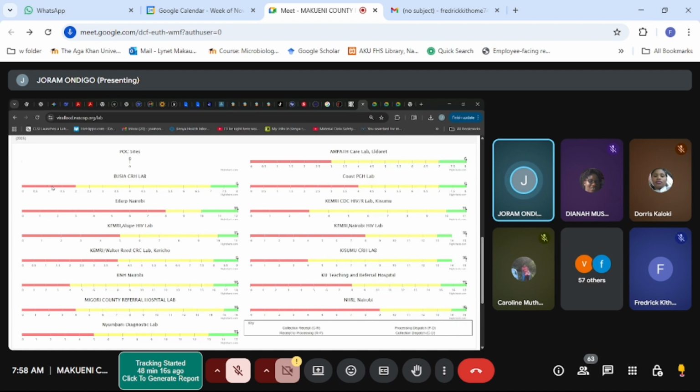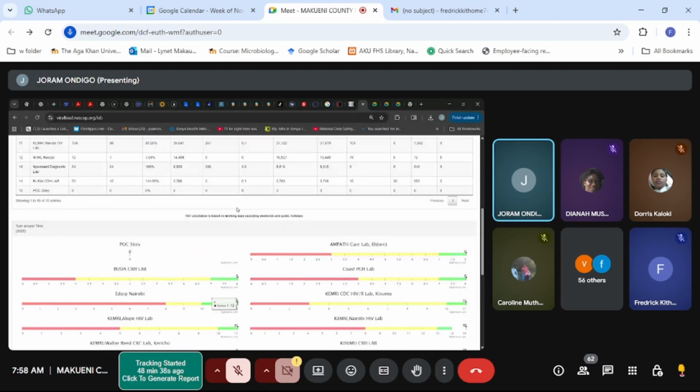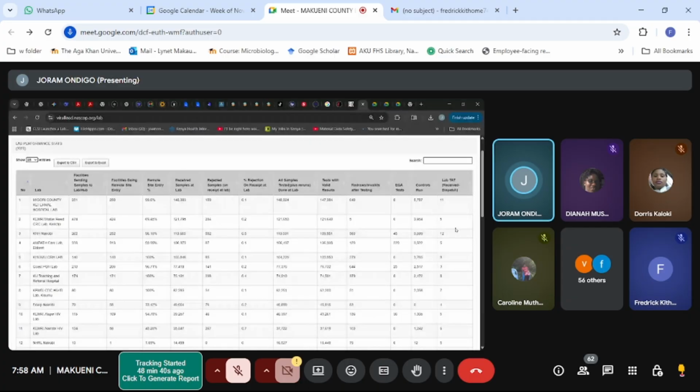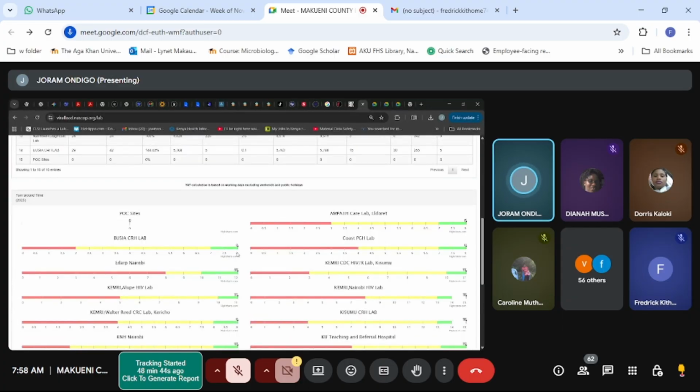Like now here, it tells you, like in Busia, the orange is from when the samples are collected, when they are received in the lab, and when the samples are received and then processed. You see the way it's taking long, and then when the results are ready to when they are dispatched. See, like Busia, that is their TAT. And that TAT is what we are looking at in this end here, 11 days. So that 11 days is broken down here.